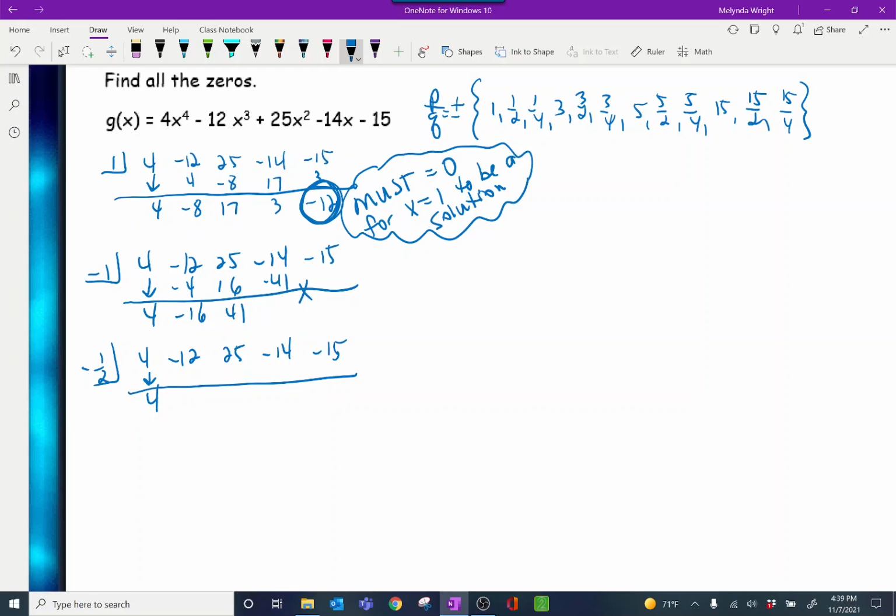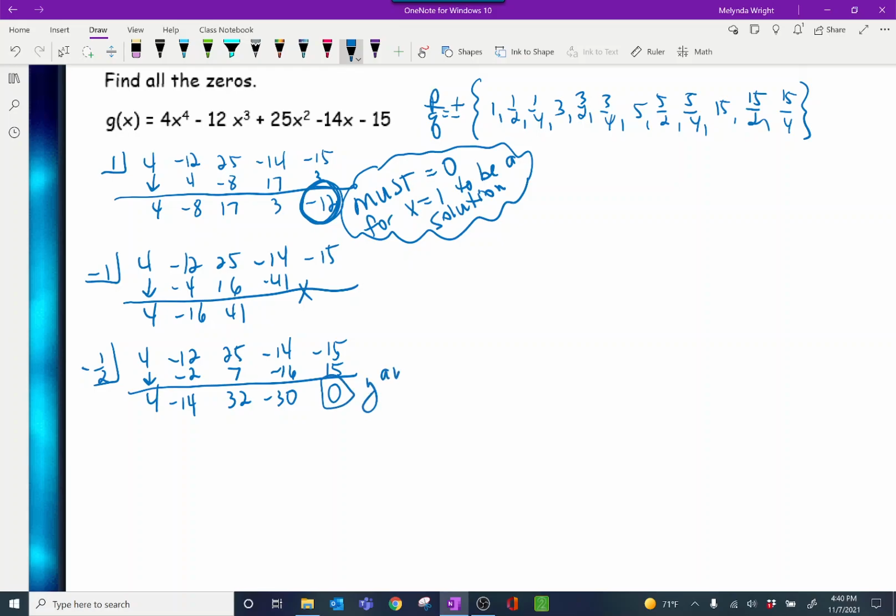So negative 1/2 times 4 would give me a negative 2. Add down, get negative 14. Negative 1/2 times a negative 14 is a positive 7. 7 plus 25 is 32. Negative 1/2 times 32 is a negative 16. Add that down, I get a negative 30. Negative 1/2 times a negative 30 is a positive 15. Ooh, I get a 0 here.